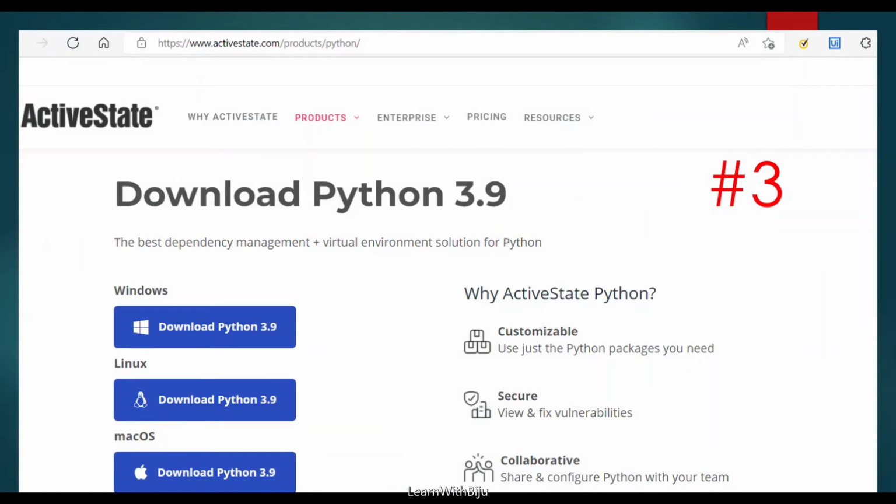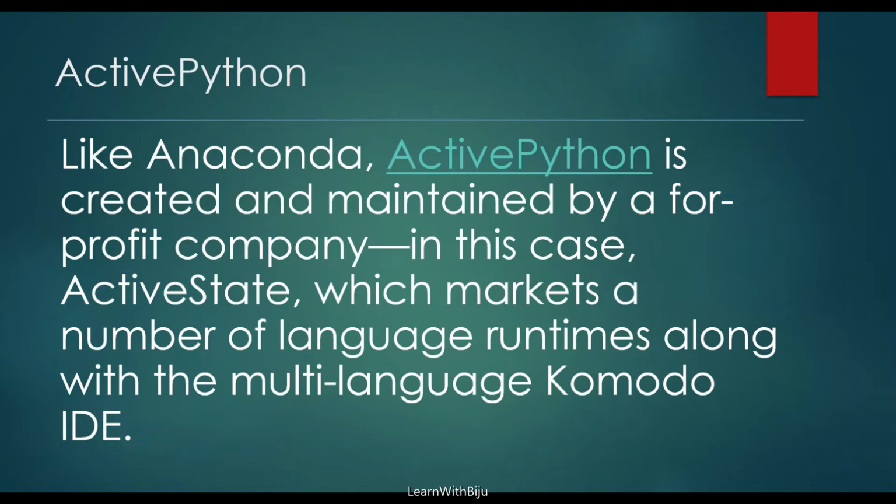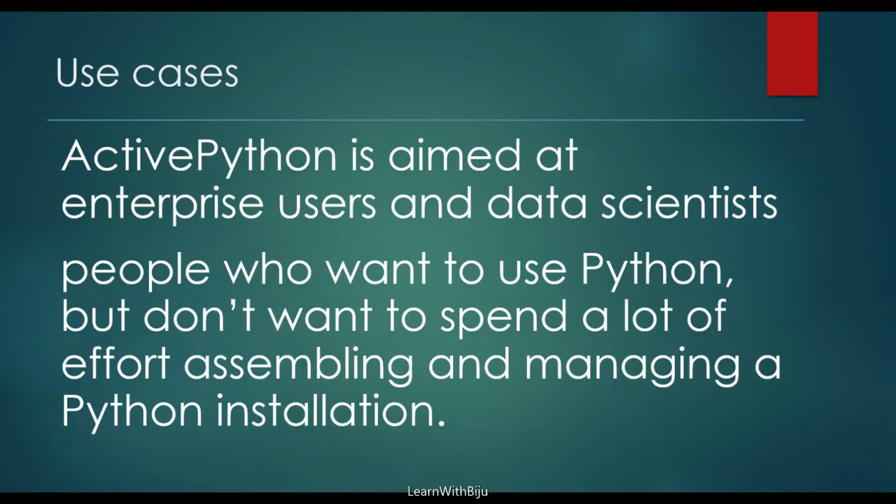Number 3, ActiveState. Like Anaconda, ActivePython is created and maintained by a for-profit company. Some of the use cases for ActivePython: ActivePython is aimed at enterprise users and data scientists, people who want to use Python but don't want to spend a lot of effort assembling and managing a Python installation.